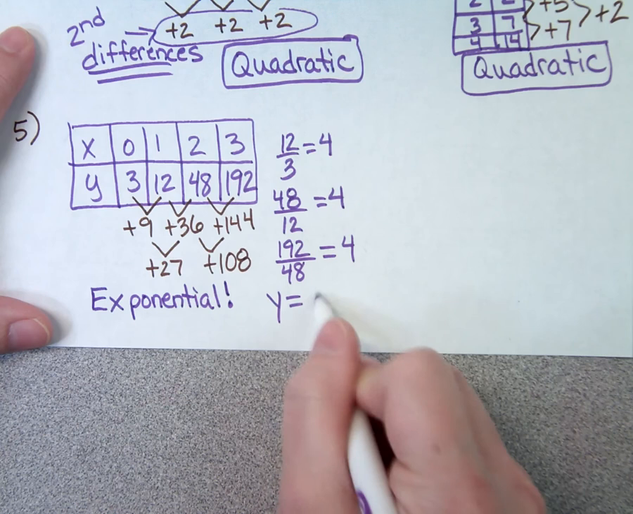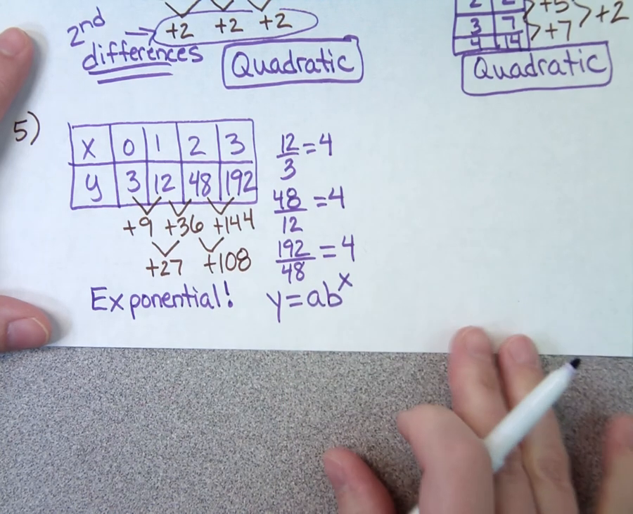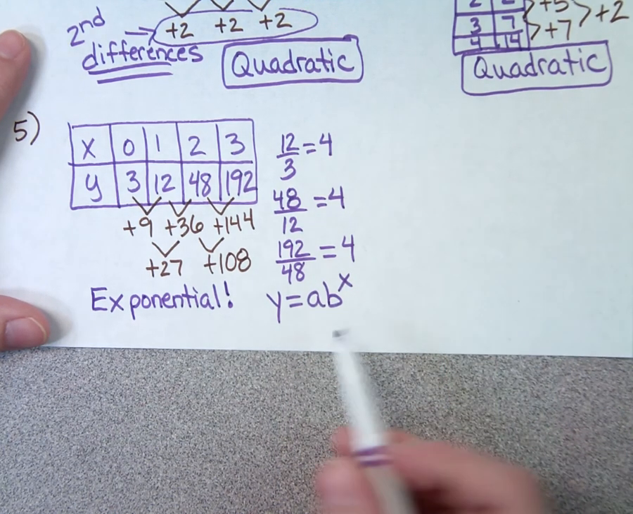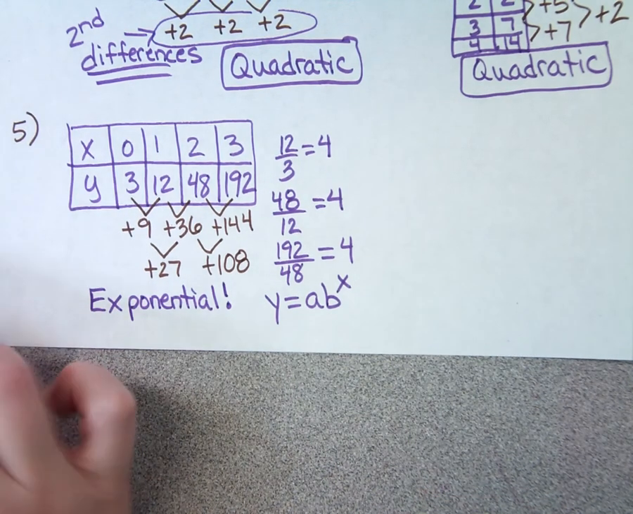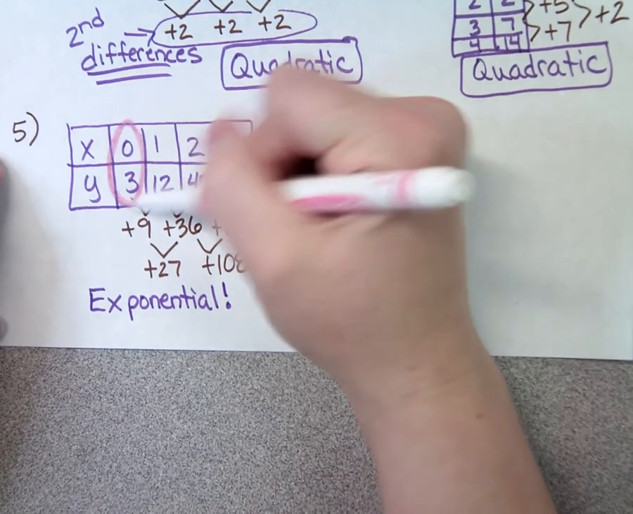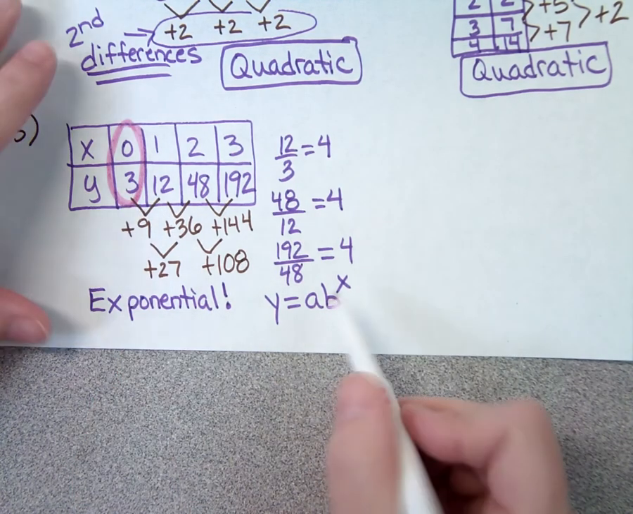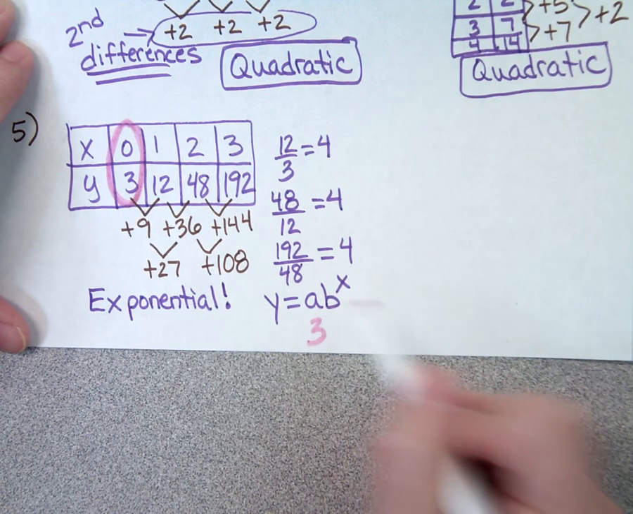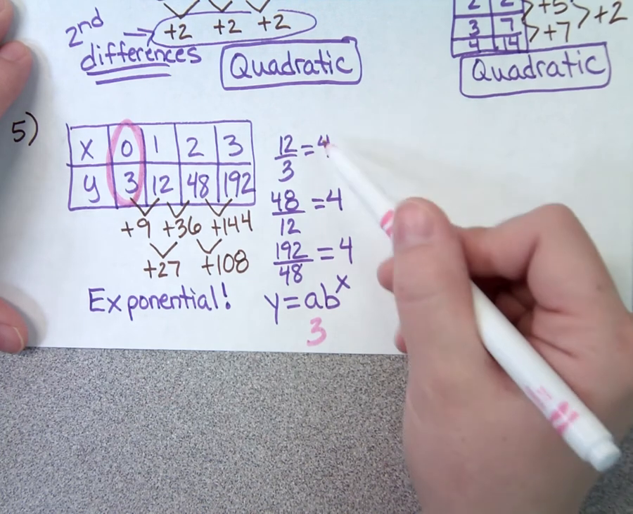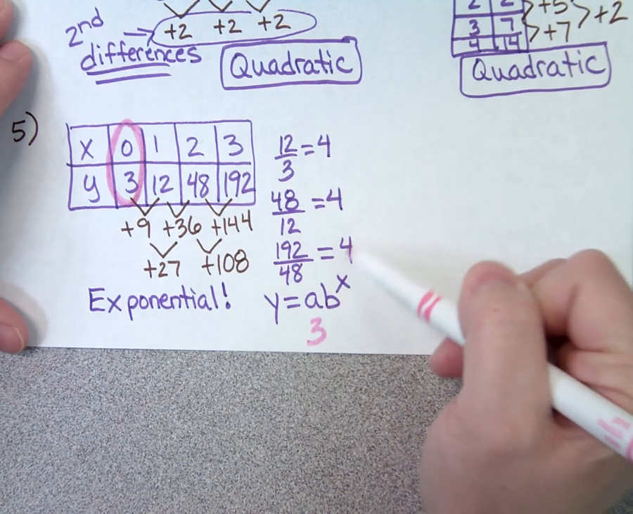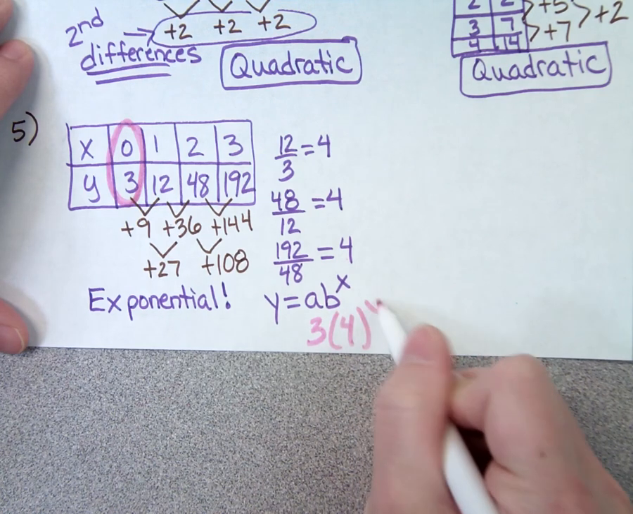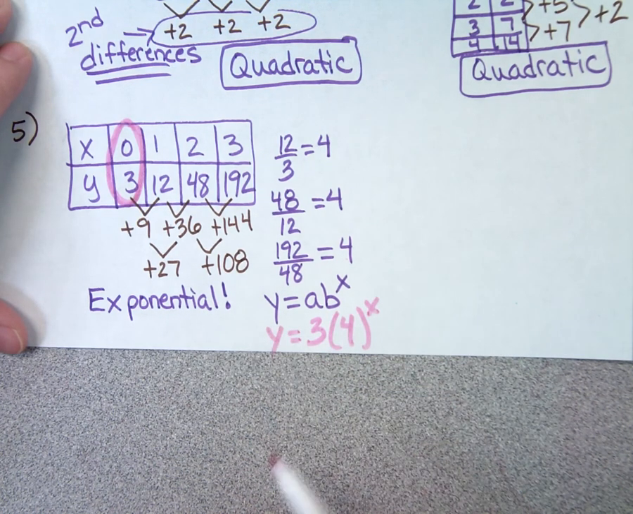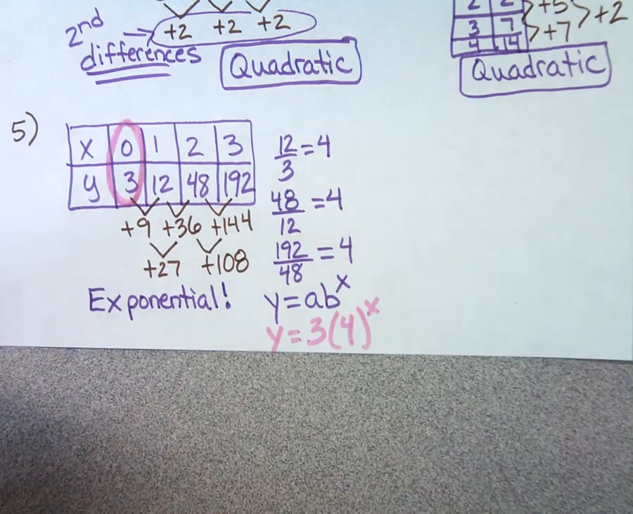And I'm going to actually show you how to write the equation to this because it's pretty easy. Okay, A, we said earlier, is our initial amount. I always want to look for the 0 for our initial amount. So our initial amount is 3. B is the growth factor. That's what we're growing by every time. And that's what we get when we find our quotient. So we're growing by 4 every time. And that is the equation to this exponential function.